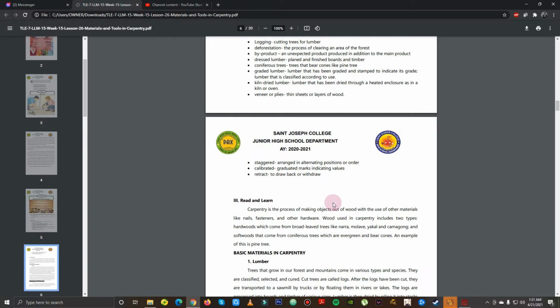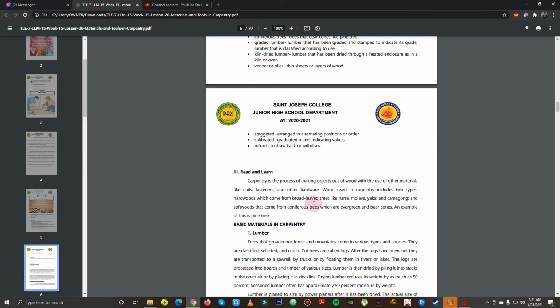Carpentry is the process of making objects out of wood with the use of other materials like nails, fasteners, and other hardware. Wood used in carpentry includes two types. Hardwood, which comes from broad-leaved trees like nara, molave, yakal, and kamagong. And softwoods that come from coniferous trees, which are evergreen and bear cones. An example of this is a pine tree.